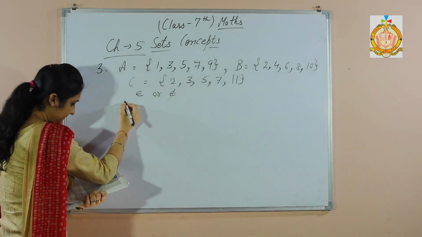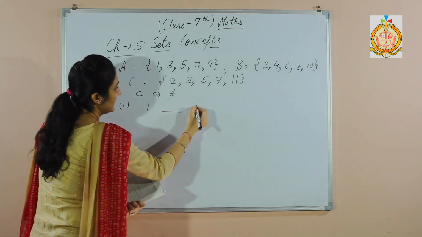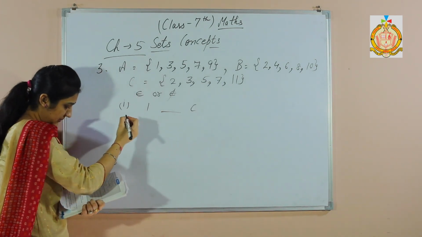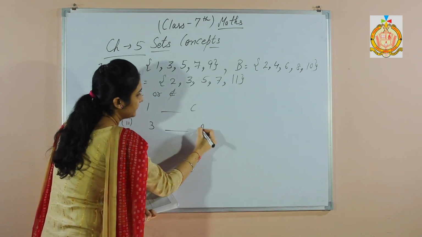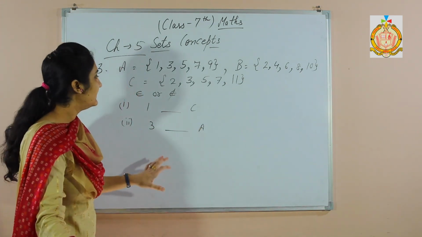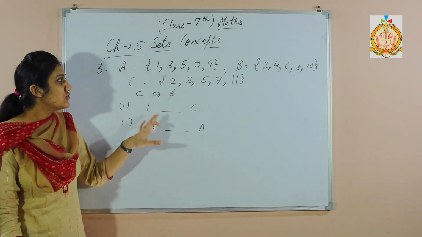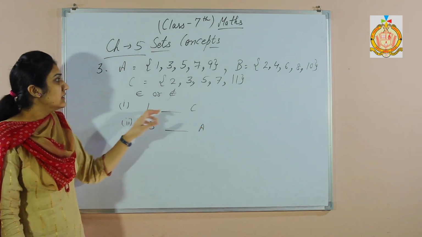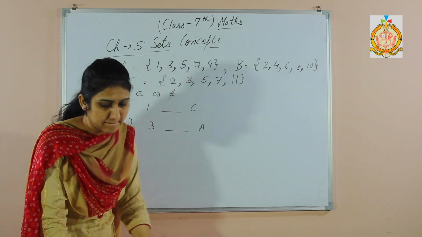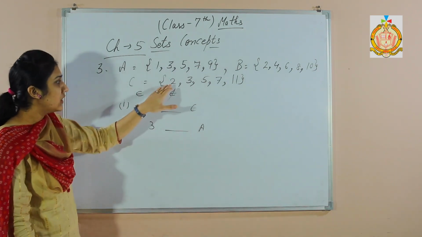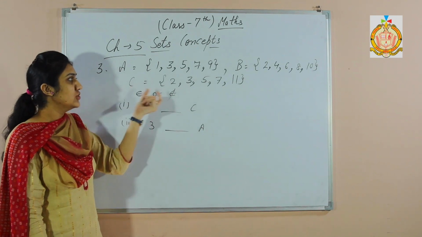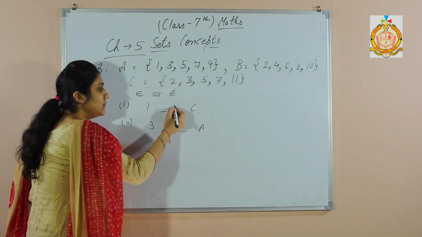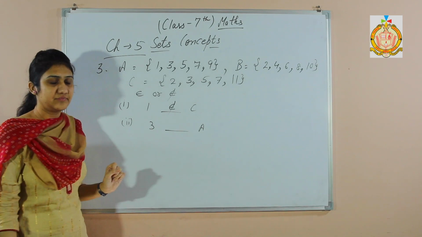The first part is 1 blank C. The second one is 3 blank A. Now students, you can easily tell whether 1 belongs to set C or not. There is no element 1 in this set. 1 is not an element of set C, so we can write 1 doesn't belong to set C.